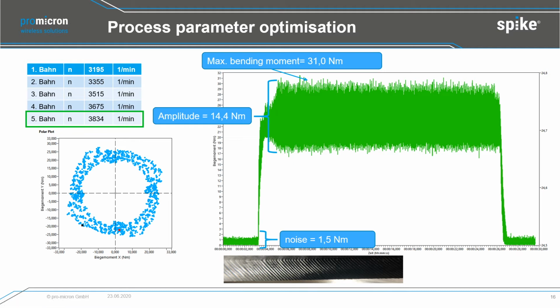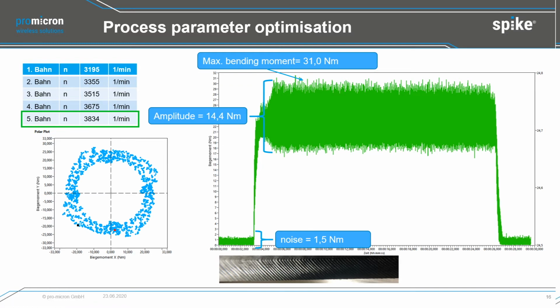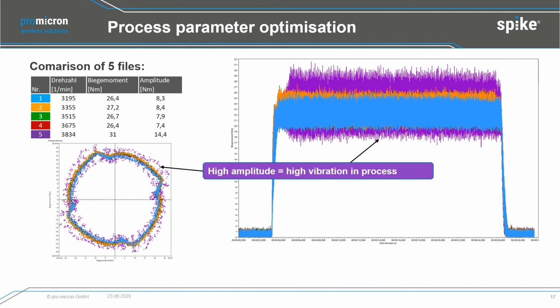Sure, you could say that for this process optimization, finding these parameters, we don't need Spike because I see bad quality, and before we had good quality. But what we can analyze in more detail is that high amplitude means high vibration in the process, which we had in process number 5. By looking at the full amplitude and the force level, we see that we have the best condition and the smallest bending moment in operation number 4 with this spindle speed. So why not keep going with this spindle speed?